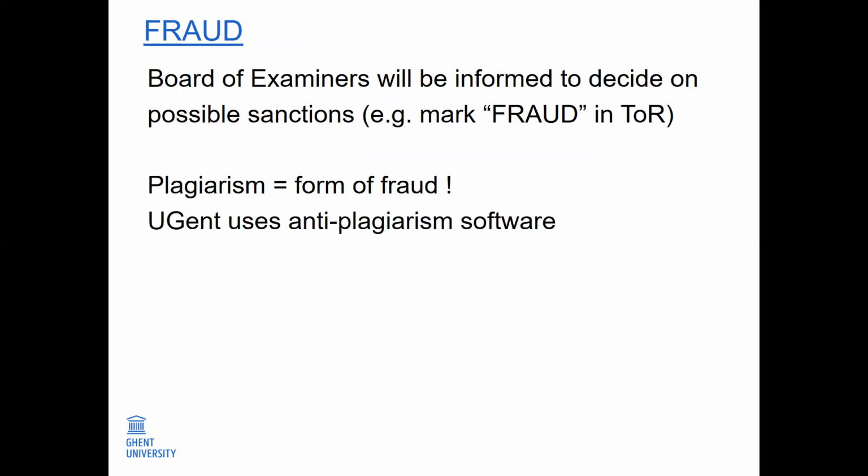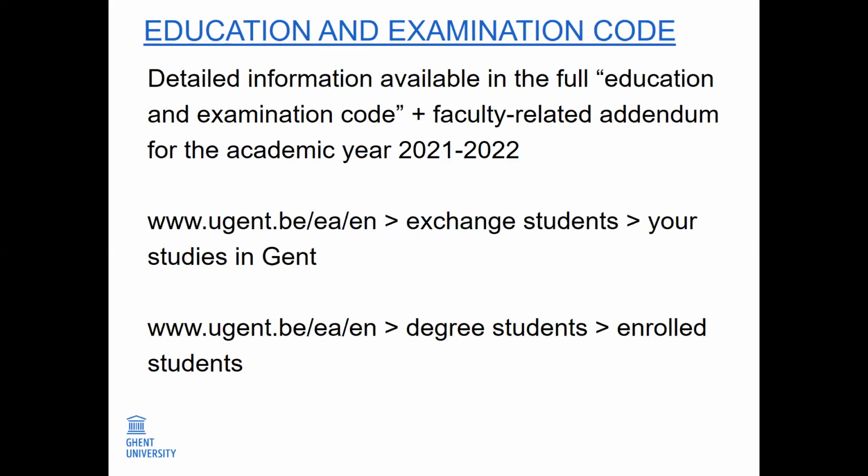In case there are some problems related to fraud, this is also something which can have very severe consequences. The Board of Examiners will be informed of every possible case and will decide upon possible sanctions. Also take into account that when you write a master thesis, plagiarism is also a form of fraud, and that we use some software to check for that. If you want to have more information about all different regulations, then you can find those in the education and examination codes. You find here links where you can read the information in more detail if you need to.